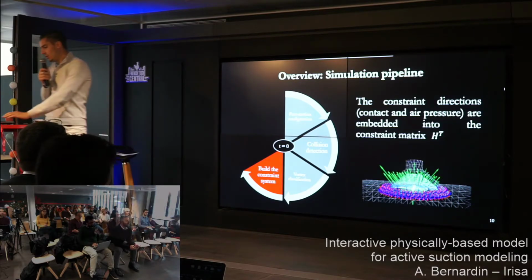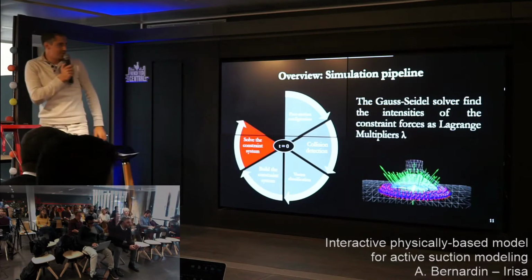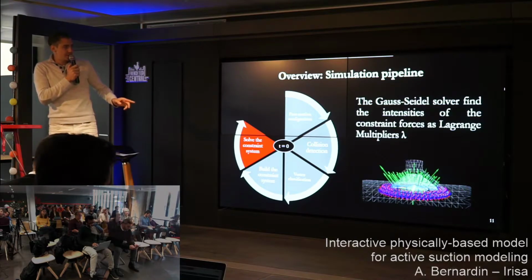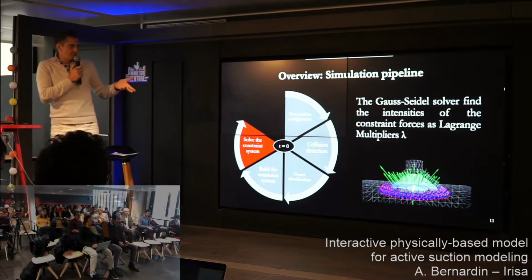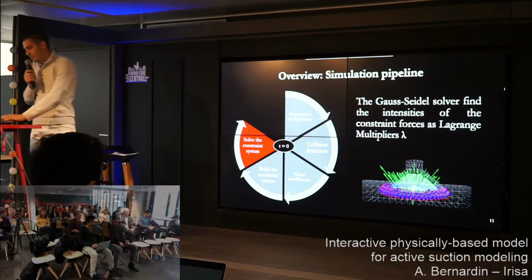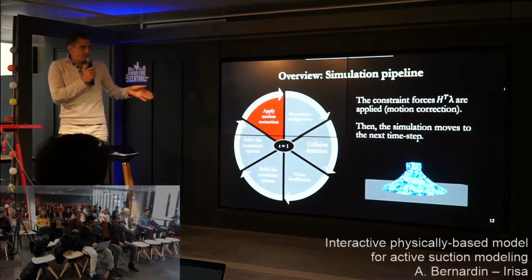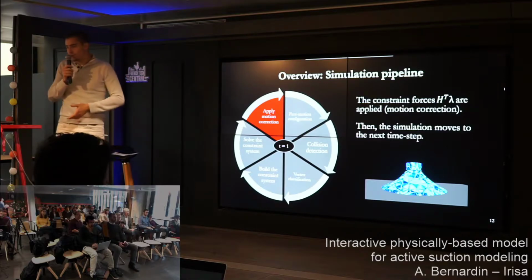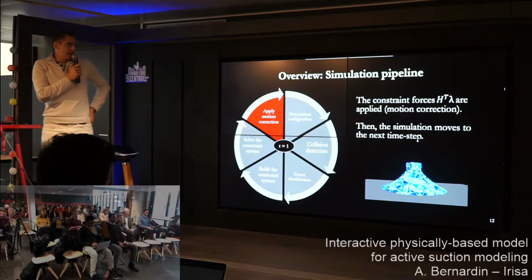Once we have these directions, the objective is to solve these constraints. Solving these constraints means finding the constraint forces as Lagrange multipliers. We call lambda the vector of all these constraint forces, and thanks to a Gauss-Seidel solver, we are able to find them. When we have H transpose and lambda, we have the constraint forces, so we apply them as motion corrections. And we move to the next slide.